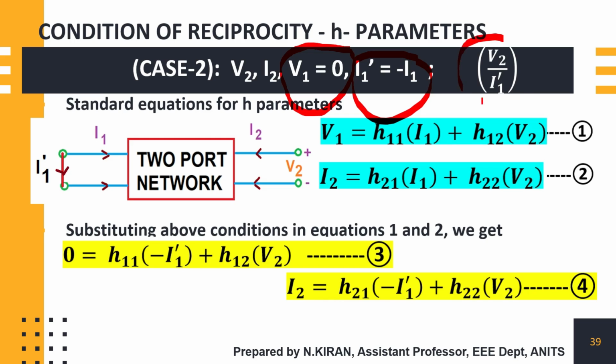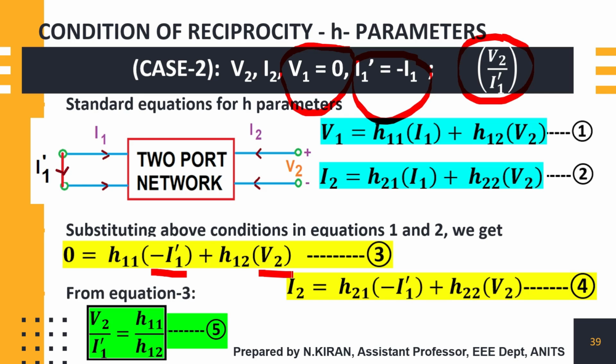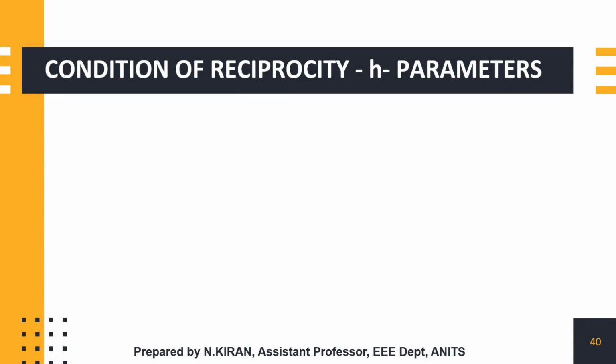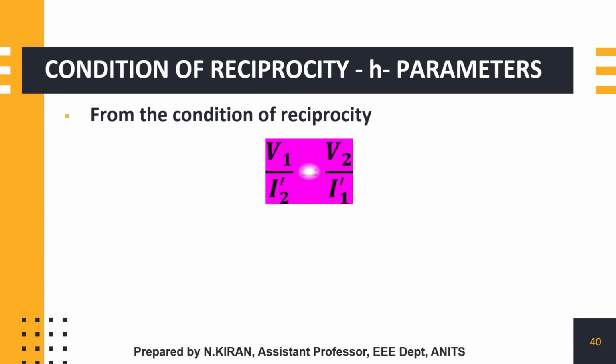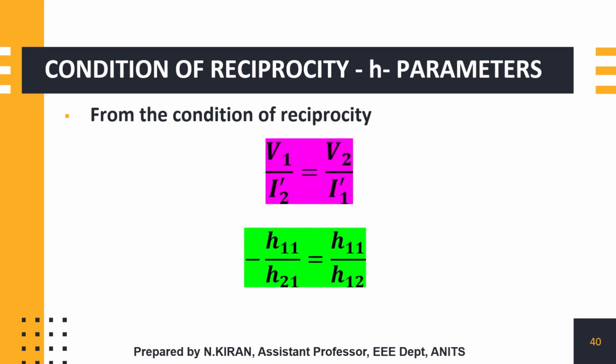Now my aim, since it is to find V2 by I1 dash, I can directly obtain the ratio from the third equation. So from the third equation, the ratio of V2 by I1 dash is nothing but H11 by H12. Now since we have obtained the ratios in both the cases, we have to equate these two expressions, since the condition of reciprocity is V1 by I2 dash equal to V2 by I1 dash. So upon substituting the above conditions that we have obtained, the condition of reciprocity in case of H parameters is obtained to be H12 is equal to minus H21.